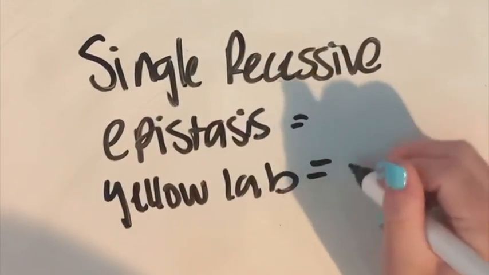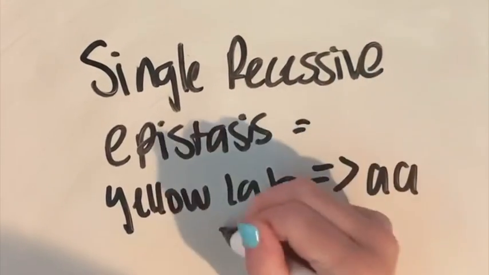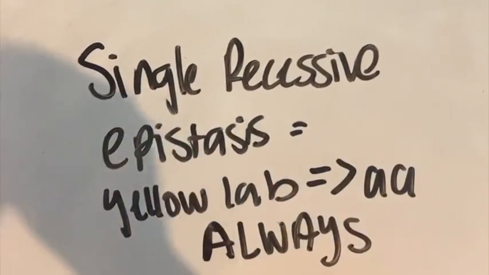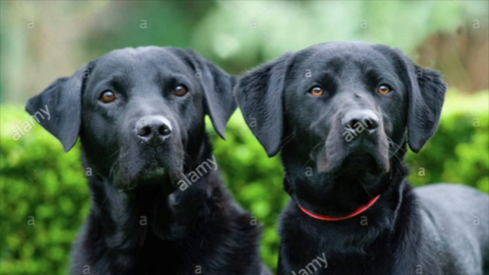This sort of inheritance is referred to as single recessive epistasis because the pairing of the two recessive A alleles will always yield a yellow lab. To better show this, I'm going to walk you through two examples of Labrador Retriever breeding sessions.